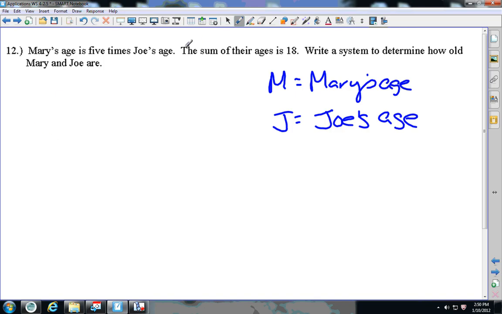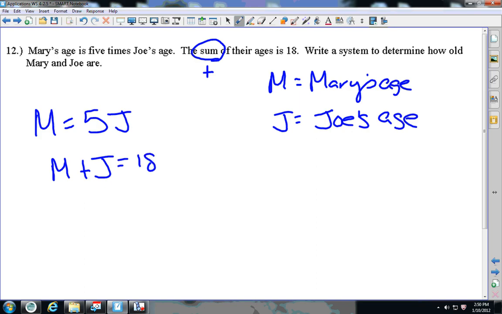Okay. This one says Mary's age is the same as, equal to, 5 times Joe's age. The sum of their ages, now sum means addition, so M plus J equals 18. There's my two equations.